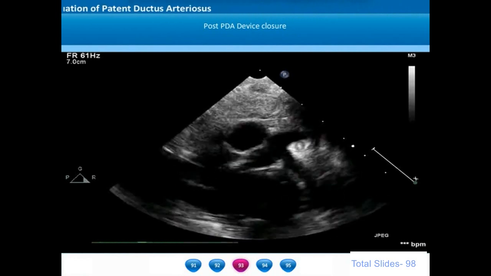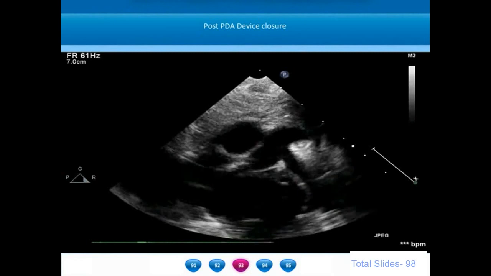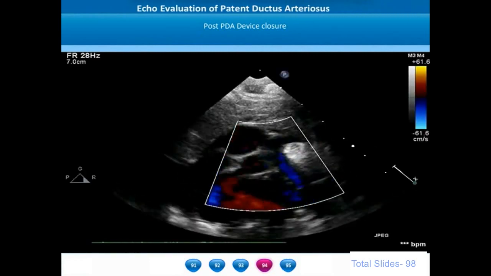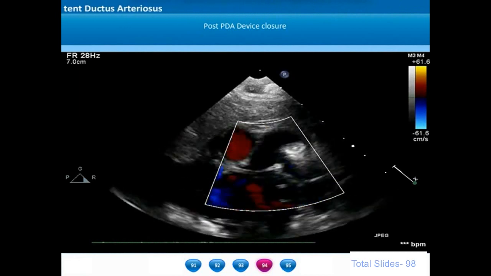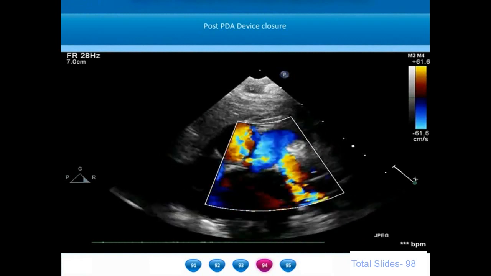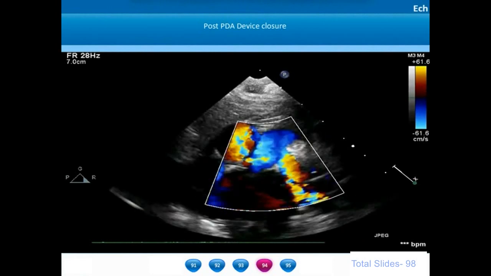After device closure of the ductus, on a parasternal short axis view, we should identify the branch pulmonary arteries and identify normal flows in the right and left pulmonary artery. In most of the patients, after an interventional closure of the ductus arteriosus, we can notice that the left pulmonary artery flows show a very minimal turbulence.